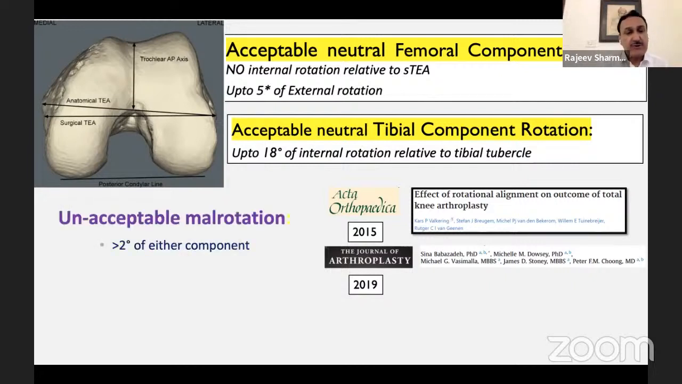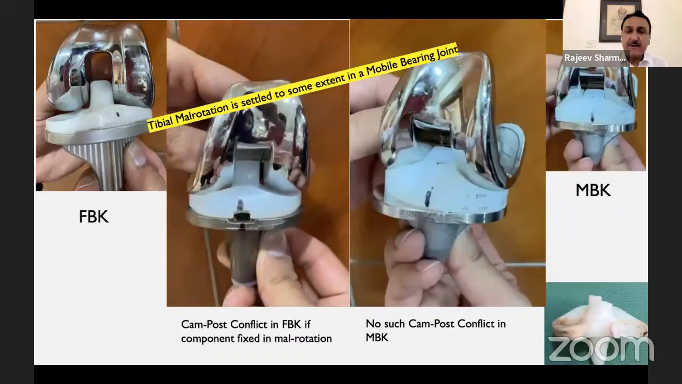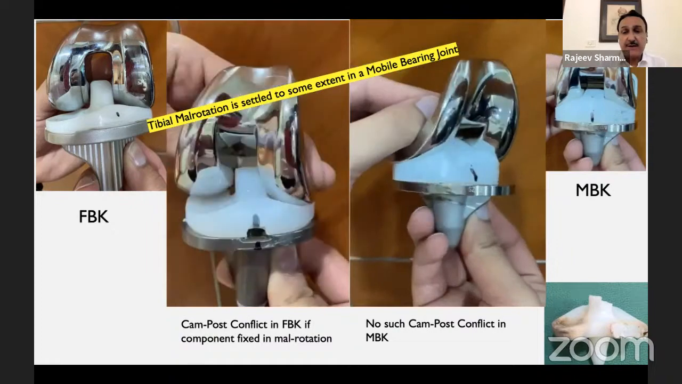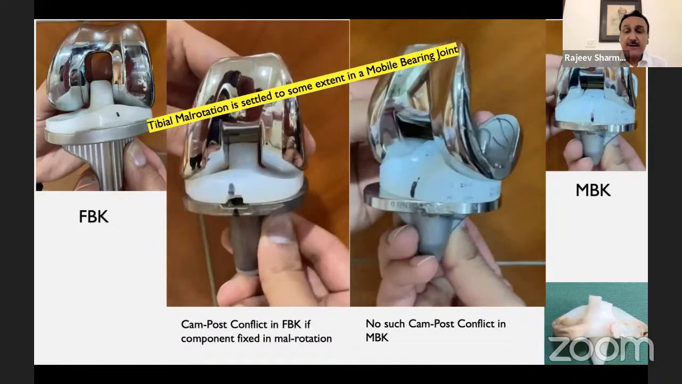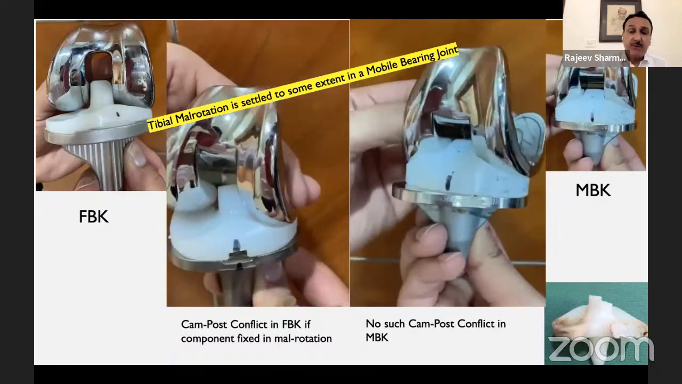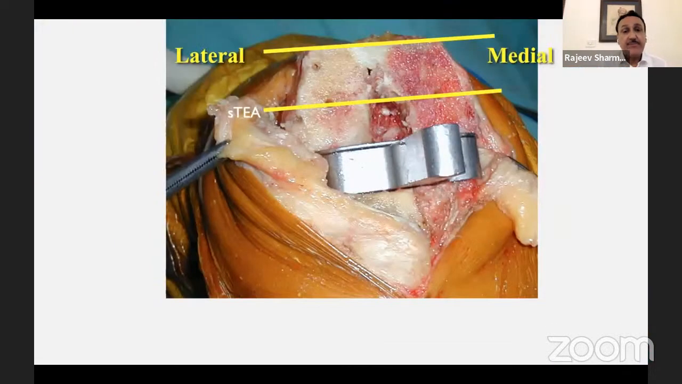Unacceptable rotation, malrotation, is when you have more than 2 degrees of either component or more than 3 degrees of combined component. Tibial rotation is to some extent looked after in a mobile bearing joint, which I use quite frequently. And then you see that in this patient, even if the tibia is in a malrotated position, the mobile bearing part of the implant can look after this very well.